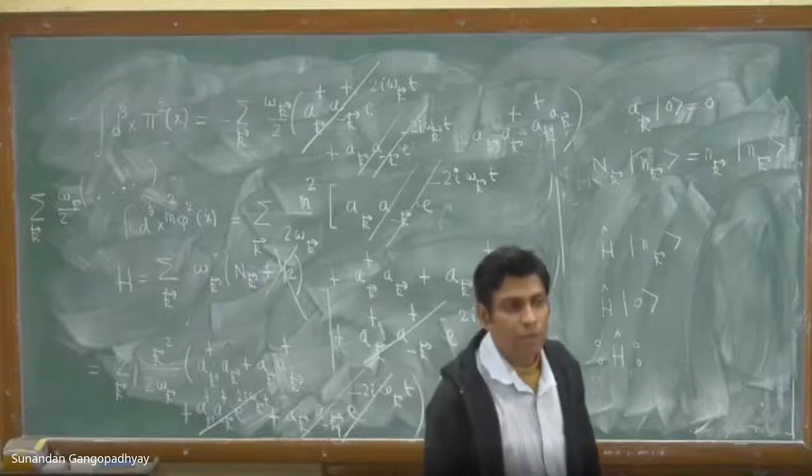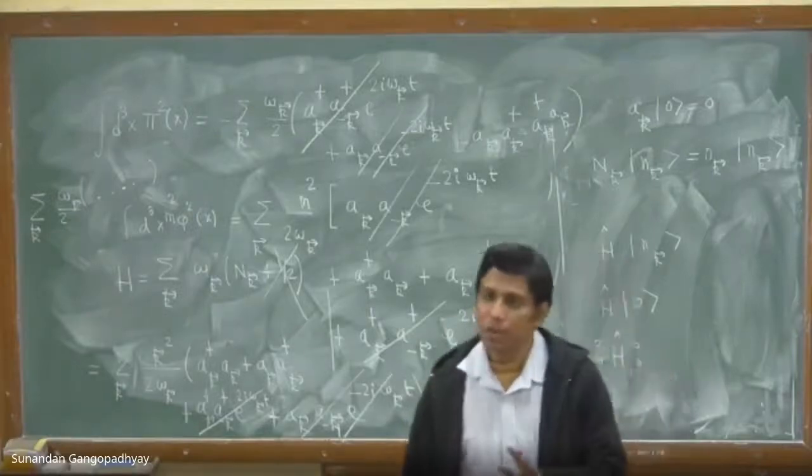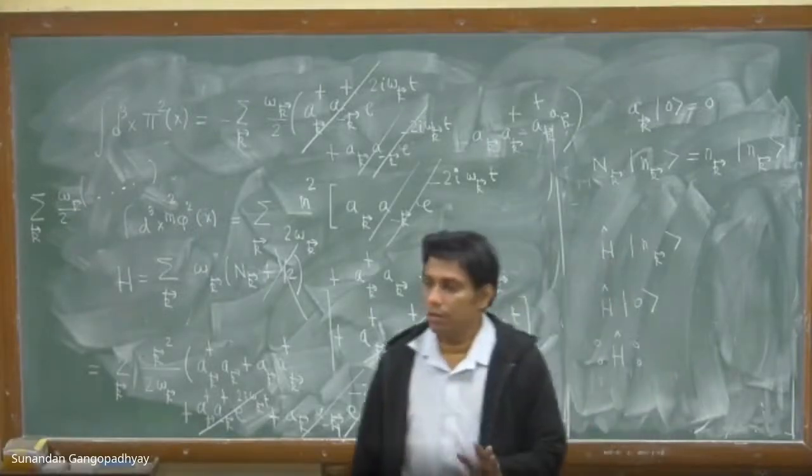The principle that phi(x,t) and pi(x,t) satisfy the canonical commutation relation, that is i delta. It is not a question of ignoring anything. That commutation relation is already there. We are not ignoring anything.